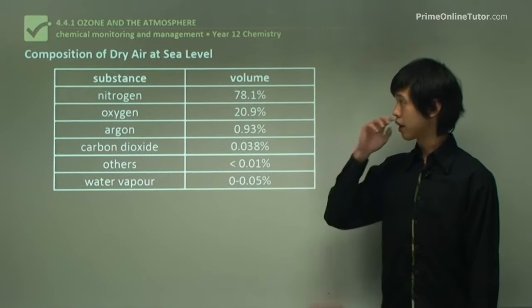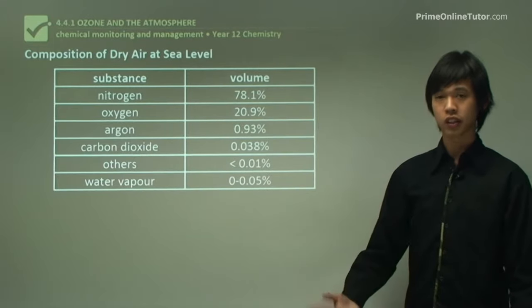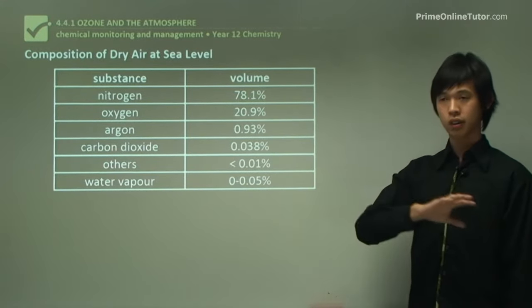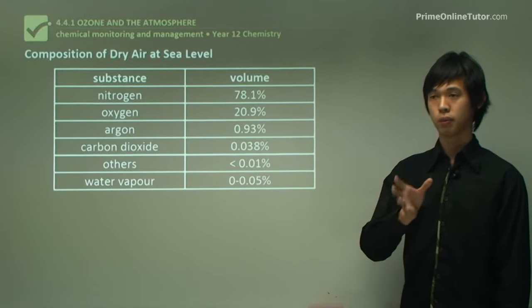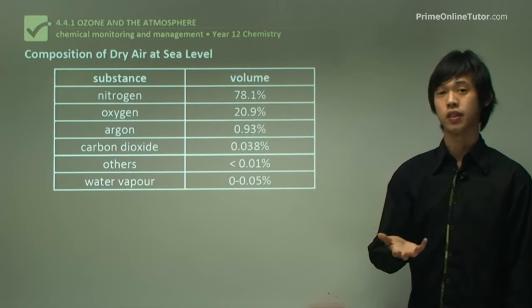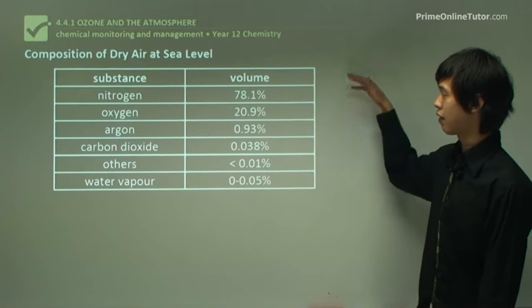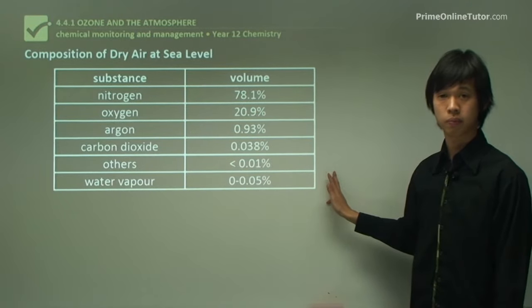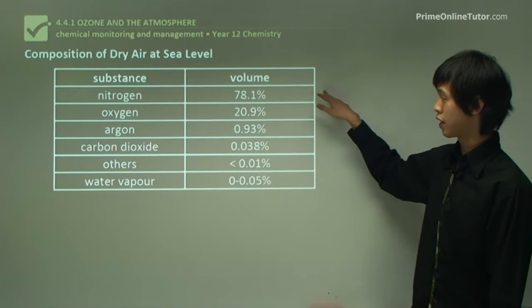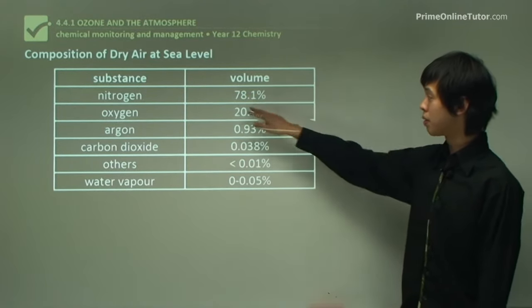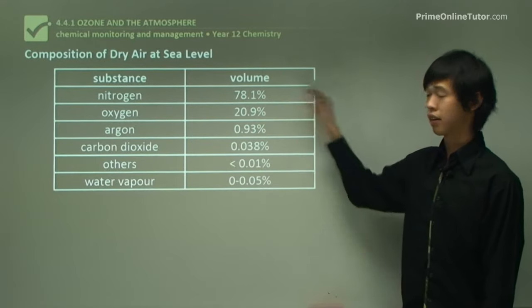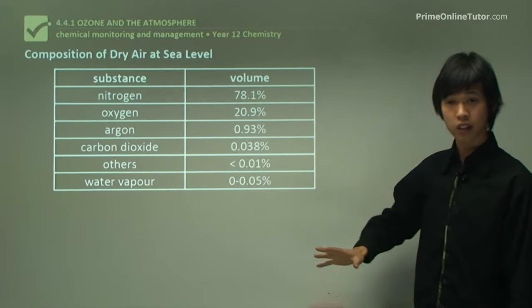So what is the composition of the atmosphere? I've mentioned that there are lots of components in it, and what they do, but how much of it is there in the atmosphere is the question. So here we have a breakdown of the various components of the atmosphere. The first one, nitrogen, is more than 3/4 of the atmosphere. So 78.1% of the atmosphere of the Earth is nitrogen.